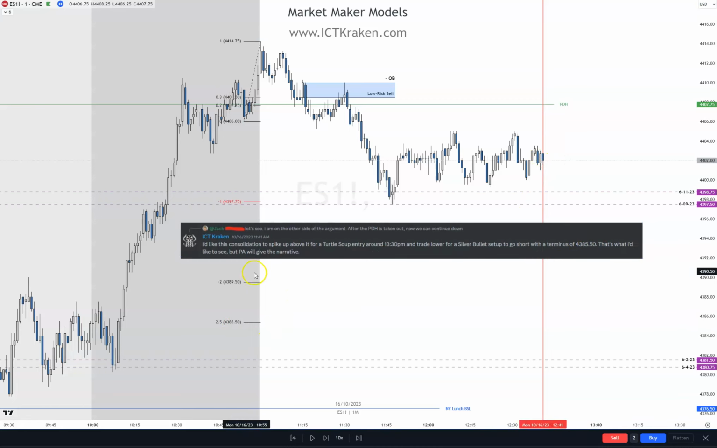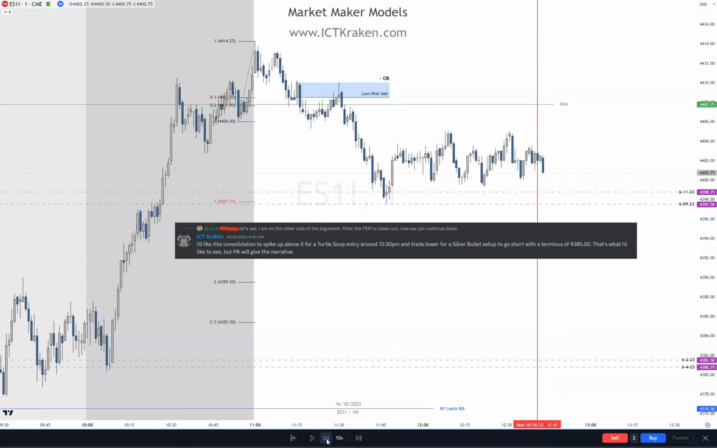Now ES, I know, likes to go to the -2. I was kind of aiming for 2.5. Okay, so I know NQ is 2.5. So that's what I was looking for. So now let's go candle by candle and we'll see what happens here.